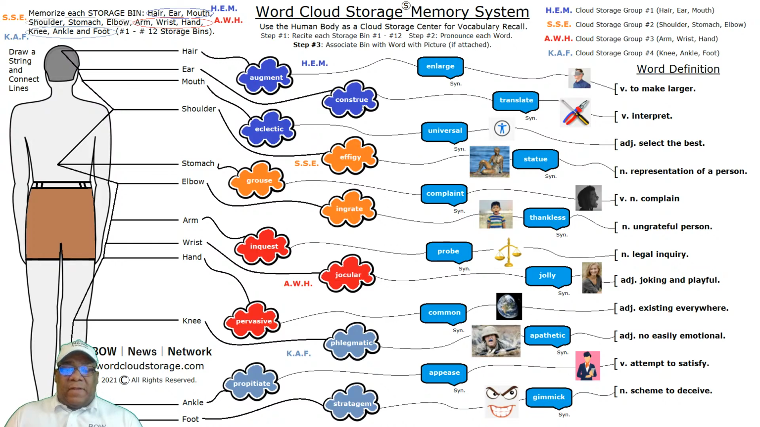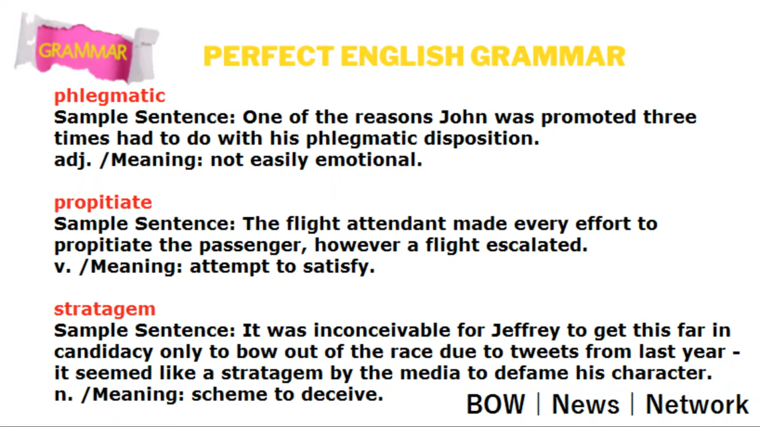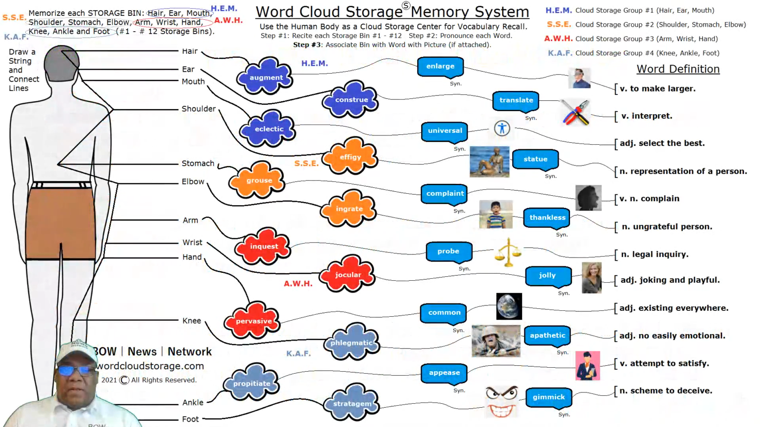And then we have, let's see how it's actually used in the sentence. Phlegmatic: one of the reasons John was promoted 3 times had to do with his phlegmatic disposition. Adjective meaning not easily emotional. So there we have the first 10 words that we're focusing on. And let's see.